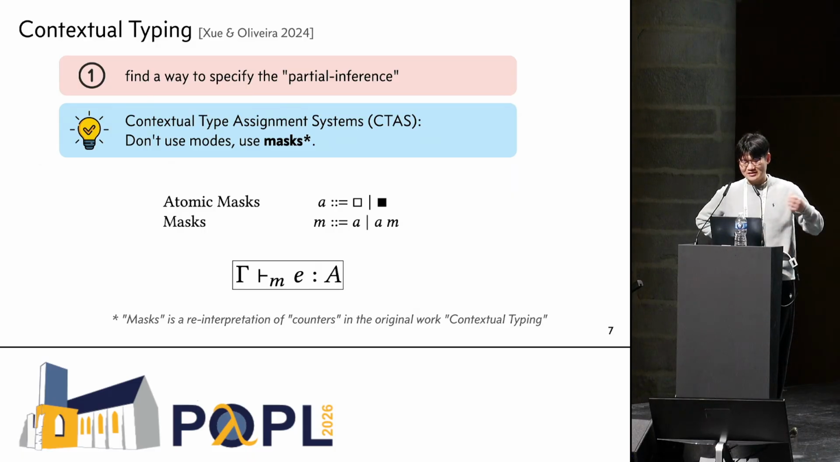Contextual typing is a work from two years ago that gives solutions to the two troubles. The first is how to find a way to specify the partial inference. It introduced the so-called contextual type assignment system, the CTAS, that encourages not using modes but using masks. What are masks really? In syntax, it's simple. It's just a sequence of two kinds of boxes. We have the transparent box and the opaque box. Then you can decorate your typing judgment using the emph, which is a mask.